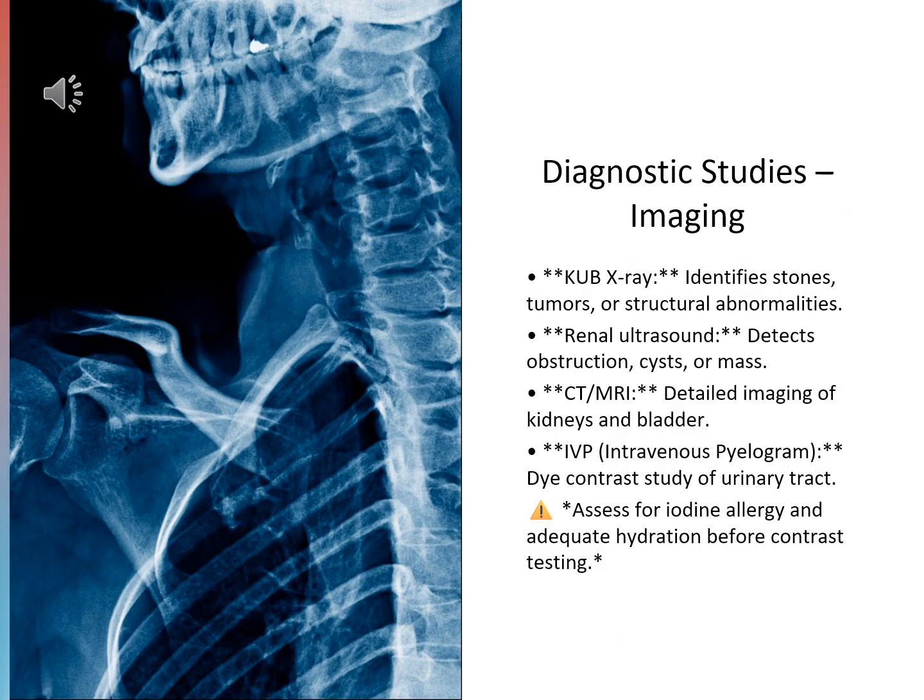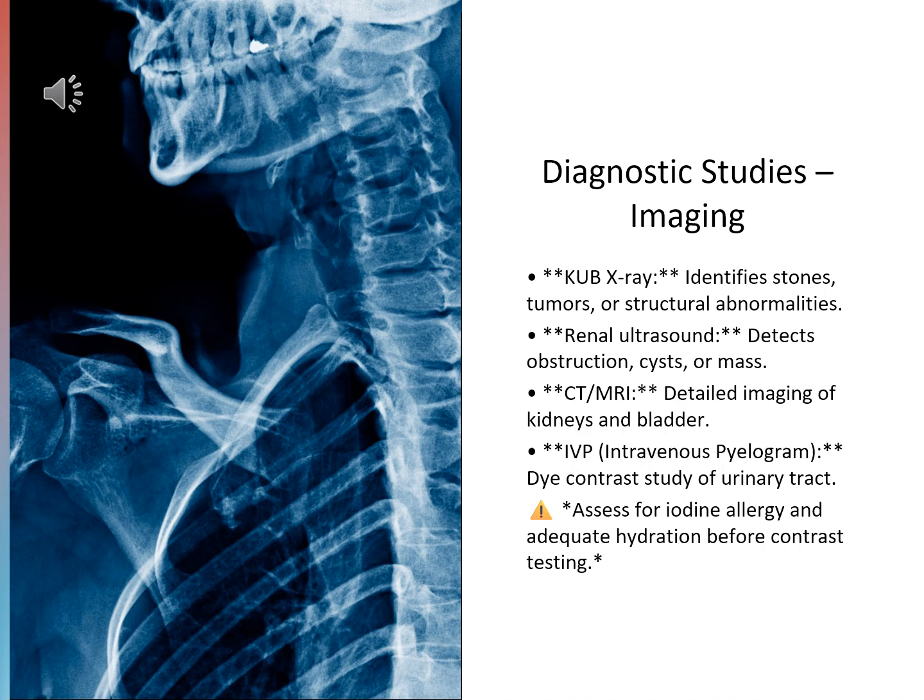Okay, so we have a couple diagnostic studies that are specific to our urinary system. One of the main ones that you'll probably see out in clinicals is a KUB. This stands for kidney, ureter, bladder X-ray, and this helps to identify any kidney stones, any tumors, or structural abnormalities that might be in the kidneys or the ureters or the bladder. There is a renal ultrasound. This is an ultrasound that will help to detect any obstructions or masses or anything that could be prohibiting the patient from having normal urinary function.